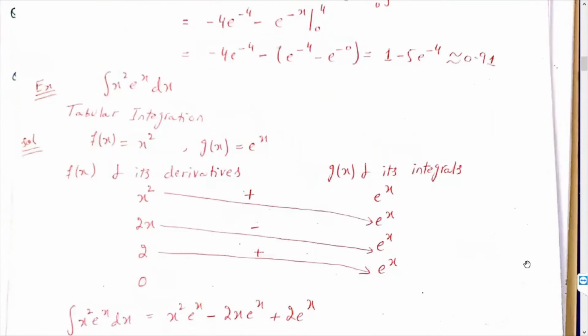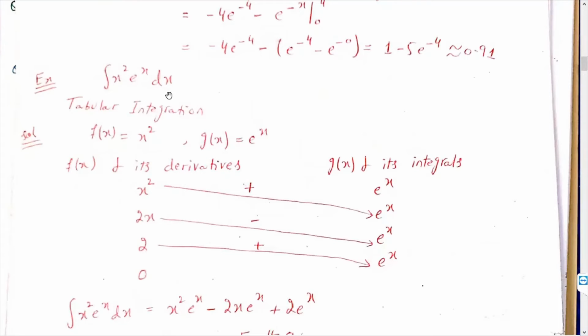Now let's move towards the next example, x square into e raised to the power x dx. Instead of using integration by parts again and again, let's apply the tabular integration. Now let's take f of x equals x square, because we can differentiate this expression easily and it ultimately goes to 0, and the other expression g of x is e raised to the power x. Now we have to take the derivative of f of x and the integral of g of x. X square is the function whose derivative we will take, and e raised to the power x is the function whose integral we'll calculate.